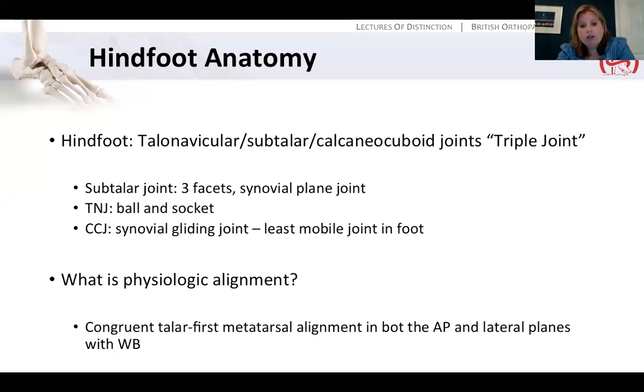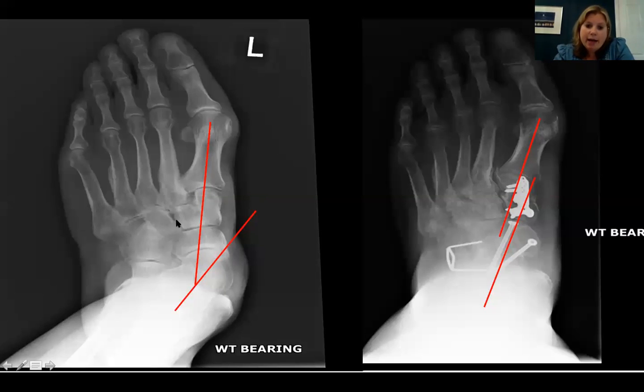So essentially, when you're looking at an AP radiograph, and we'll look at the lateral, you essentially want good alignment of the talus with the first metatarsal, okay? So here, before, so this person's had some sort of triple fusion, the talus is pointing medially here, so there is no alignment. But when they've had the fusion, the talus is then pointing in the same direction as the first metatarsal.